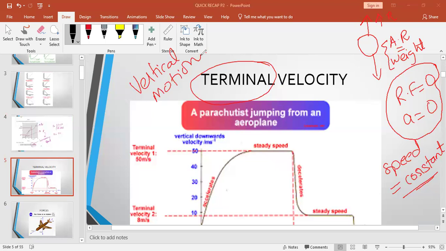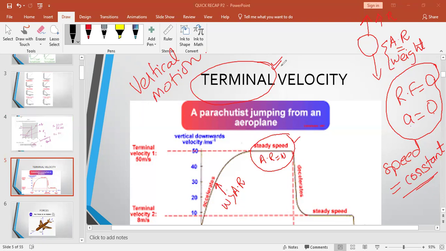Is that clear? Yes. So when the parachutist jumps from the aeroplane, what will happen? He will first accelerate. That means weight is greater than the air resistance. At this point, at constant speed, he possesses zero resultant force, zero acceleration, and that velocity is known as terminal velocity.